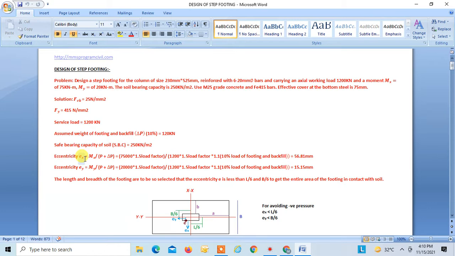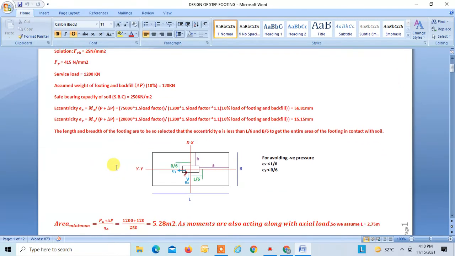Eccentricity ex can be found by Mx divided by P plus delta P, and that is equal to 56.81 mm, and eccentricity ey we can find as My divided by P plus delta P, which is equal to 15.15 mm. This eccentricity ex and ey should be less than L by 6 and B by 6.